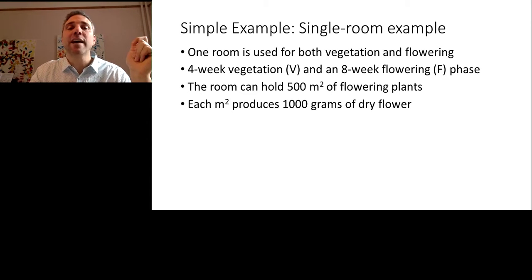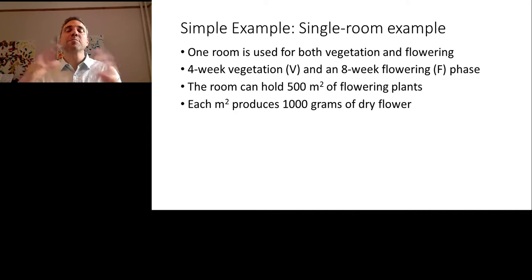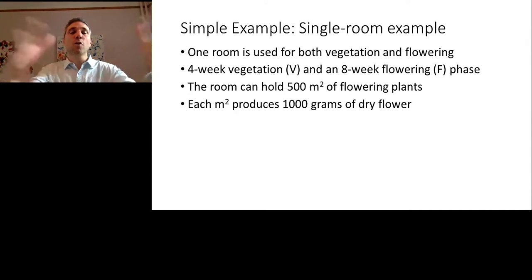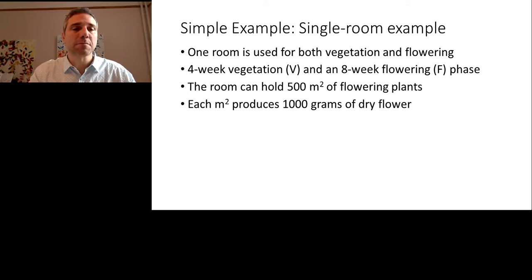I'm going to use V as a symbol indicating that a room is being used for vegging plants. And the flowering period lasts 8 weeks, and I'll use a simple F to indicate that a room is being used for flowering. The room can hold up to 500 square meters of flowering plants. In other words, at the plant's maximum size, a room can hold 500 square meters of those plants.